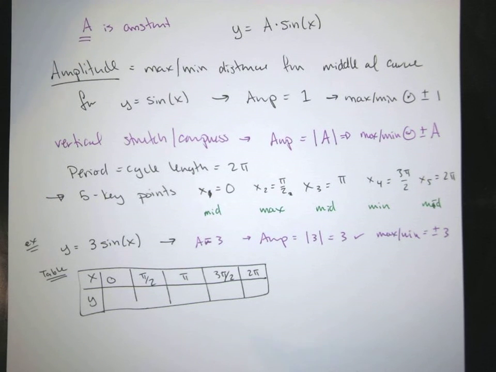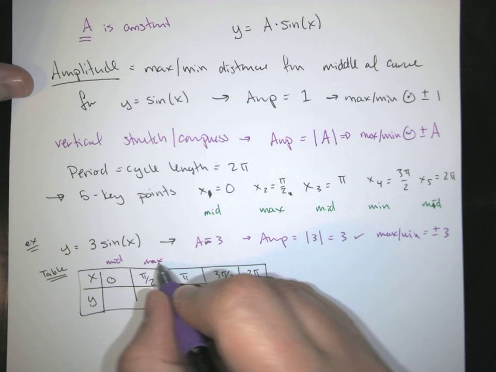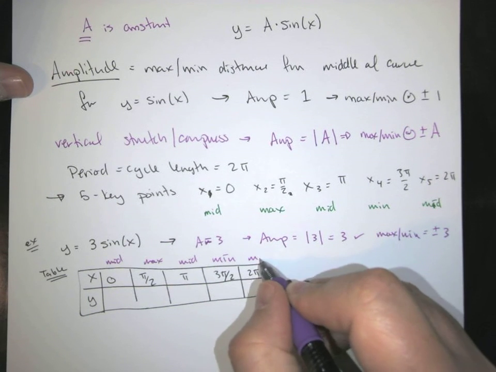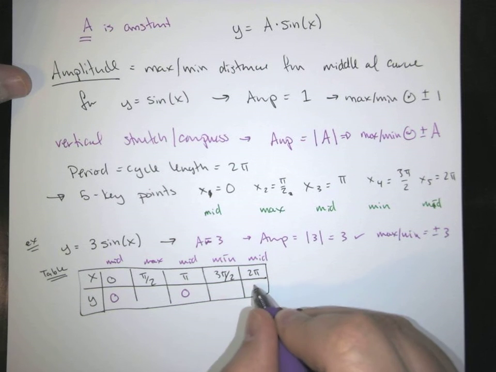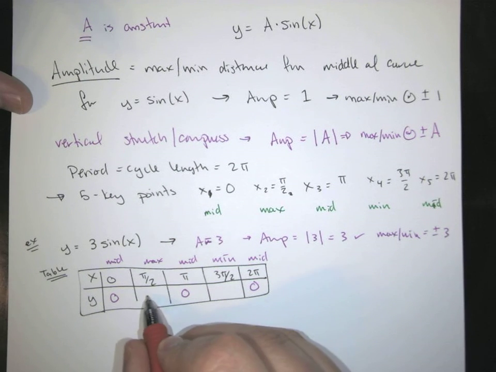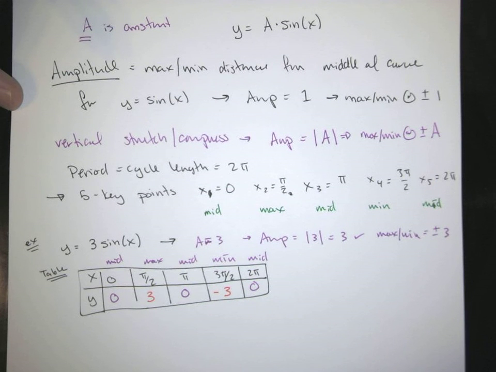Our middle values, so what's the correspondence, right? This is middle, this is max, this is middle, this is minimum, this is middle again. So all my middle values are still at 0. 0, 0, 0, no big deal. The only thing that's changing are my maximums and my minimums. So my max is at positive 3, my minimum is at negative 3.